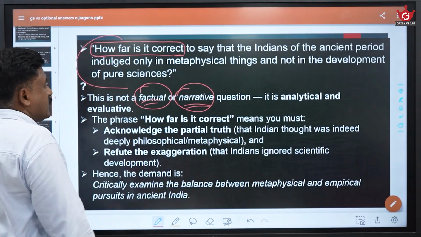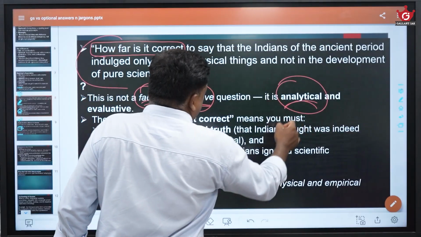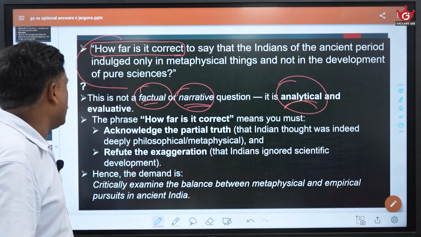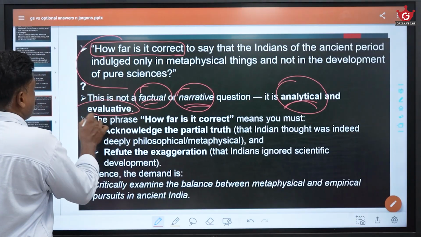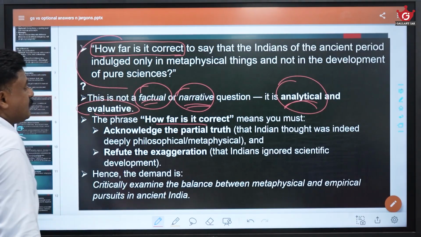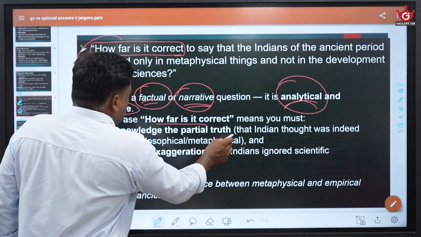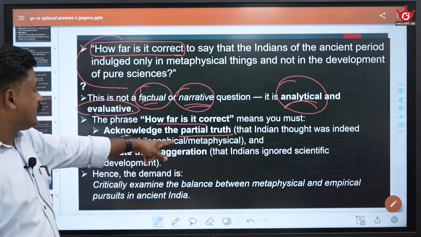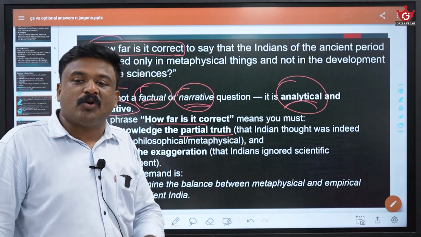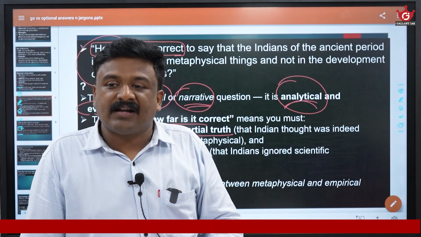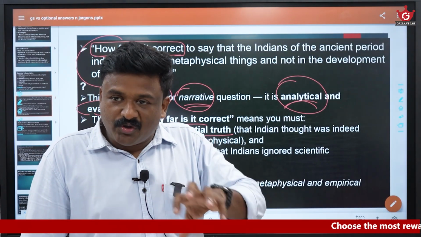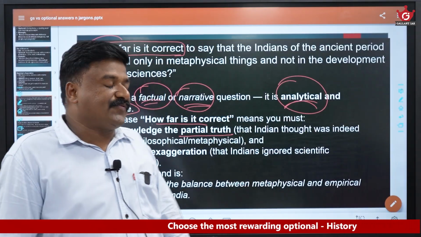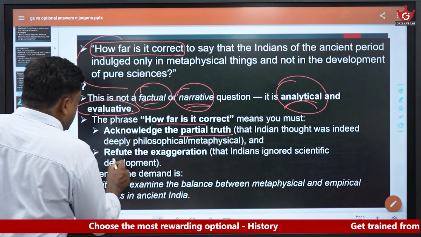This is not a narrative question. It is an analytical question. You have to analyze how far it is correct, how far it is not correct. So it is an analytical and evaluative question. How far is it correct means you must acknowledge the partial truth of this particular statement. What is the partial truth? Indian thought was indeed deeply philosophical, metaphysical. Ancient Indian thoughts were deeply metaphysical, philosophical, rather than scientific. So you have to say partially how far Indian thought was metaphysical or philosophical. At the same time, you have to refute the exaggeration.